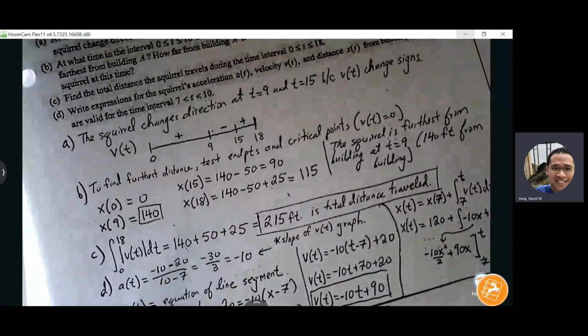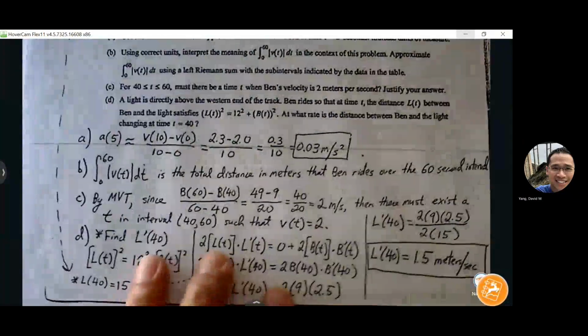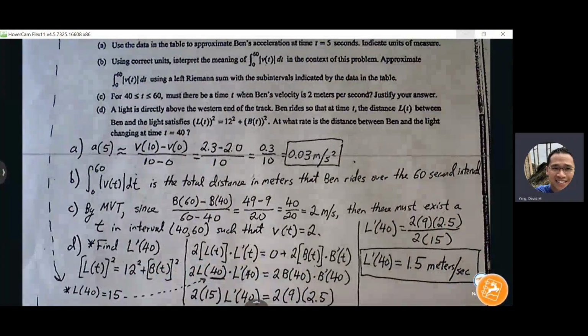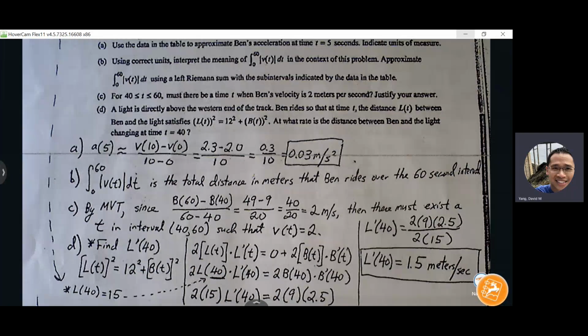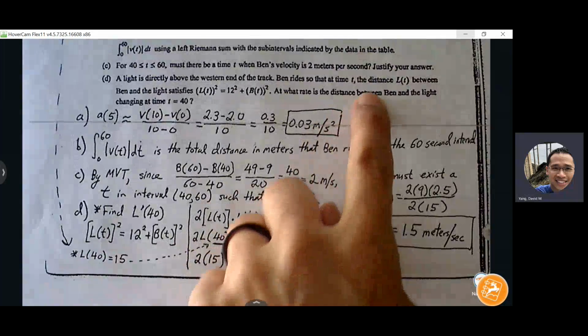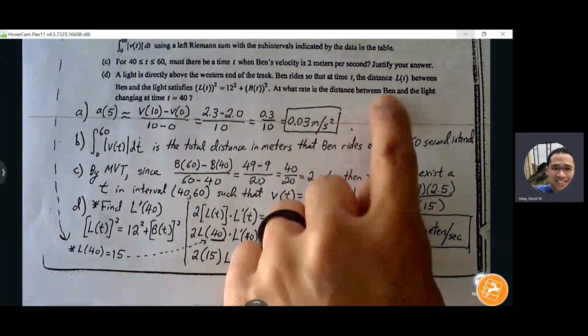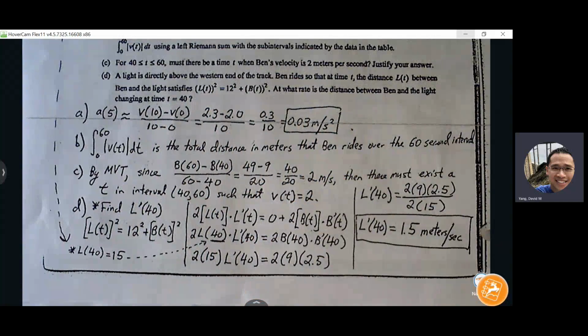I think some students have questions about part D for number 6. So page 6, it says a light is directly above the western end of the track. Then Ben rides so that at time t, distance L of t is given by L of t squared. At what rate is the distance between Ben and the light changing? So ultimately, we're looking for L prime, right? L prime is going to be the rate. So basically we're trying to find L prime of 40.